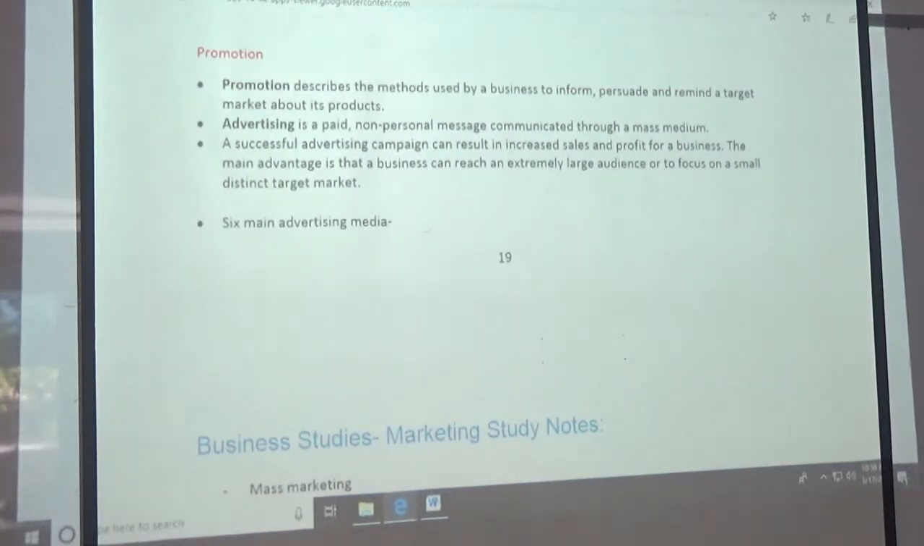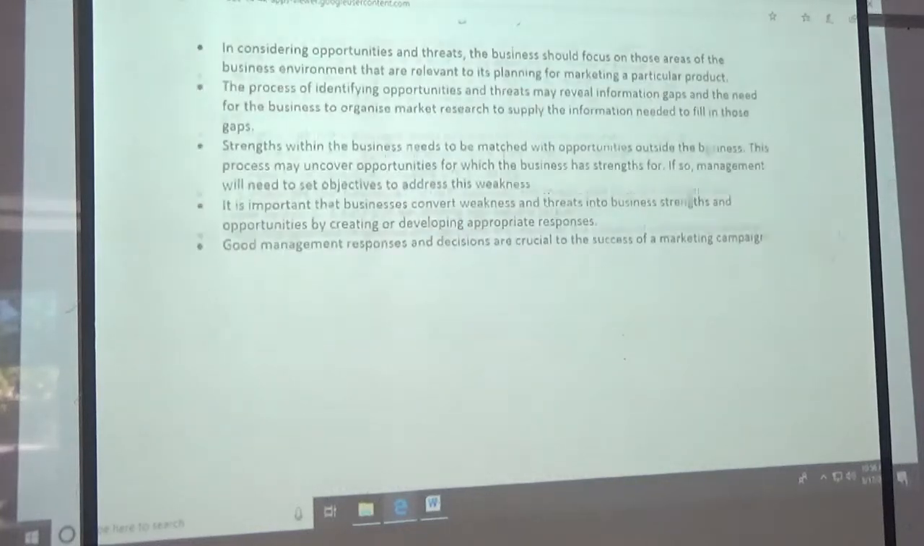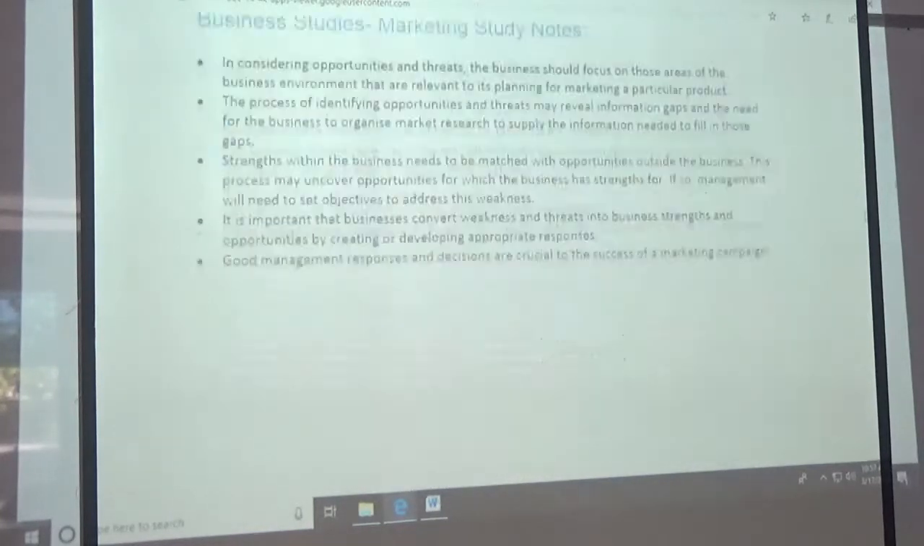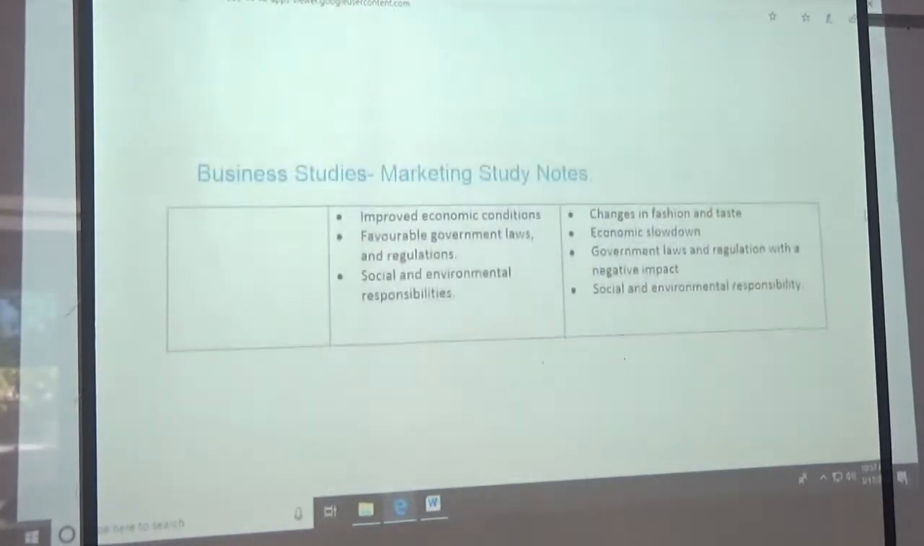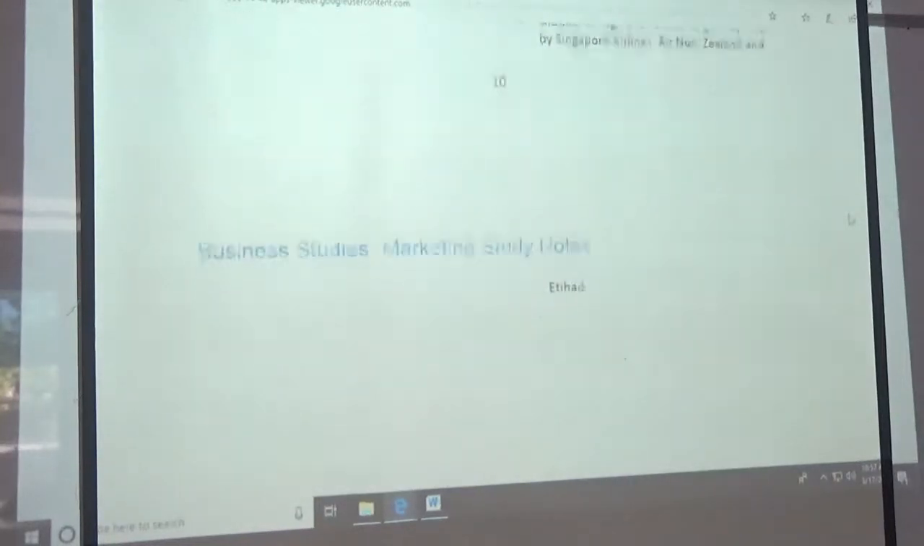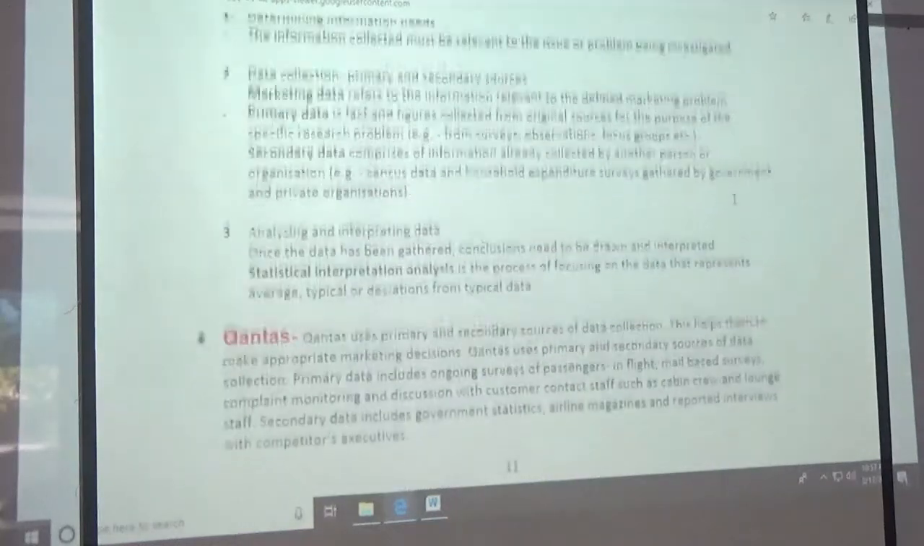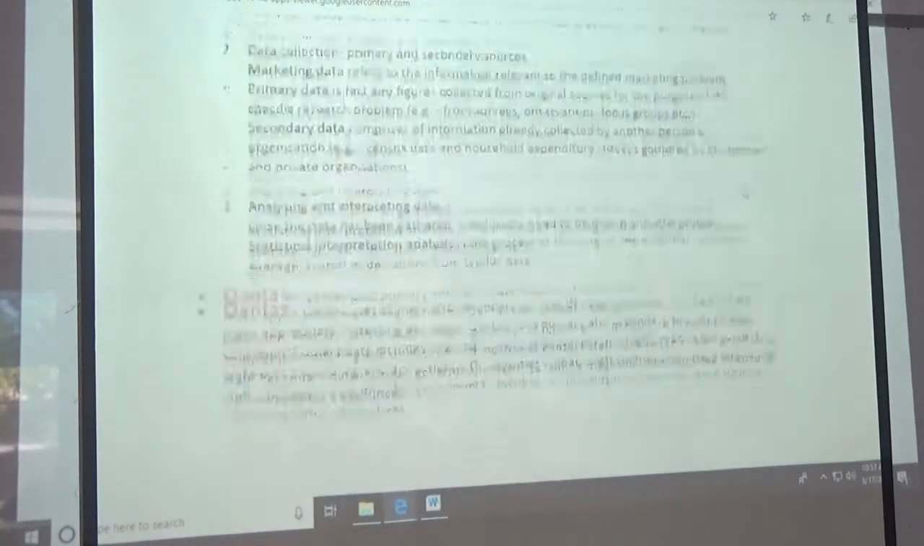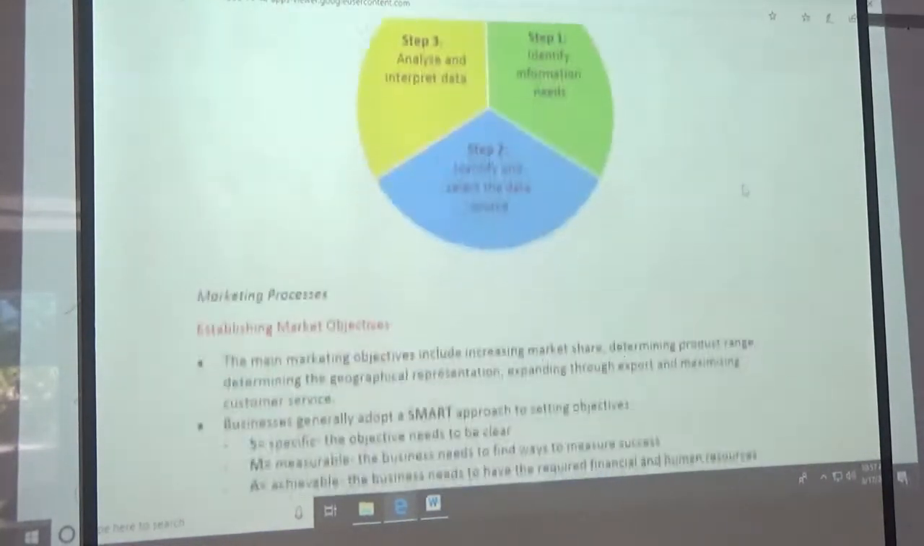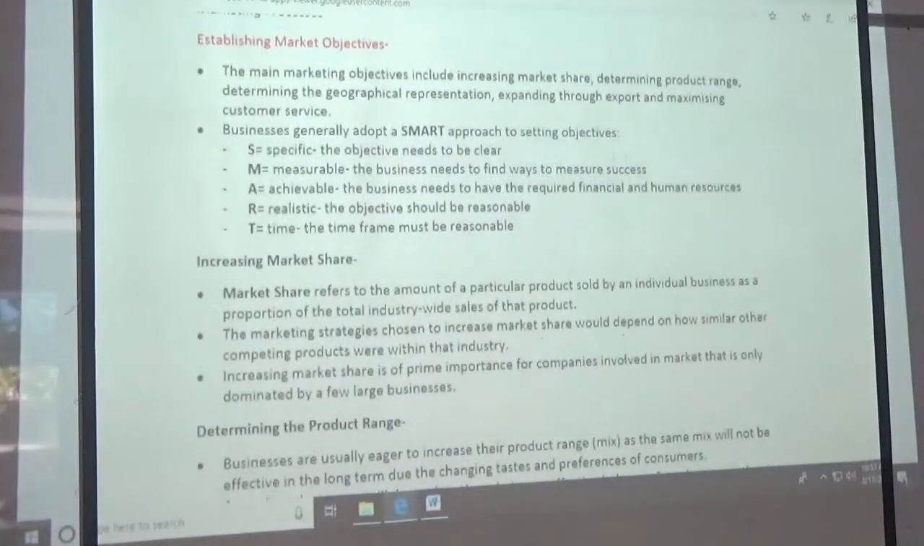So promotion is on page 19 here, but on page 11, we really start the market research process, right? We have data collection, interpreting data. This will help you on a test if you know this stuff. This is really useful. Market objectives, goals, SMART goals. We should talk about them later.